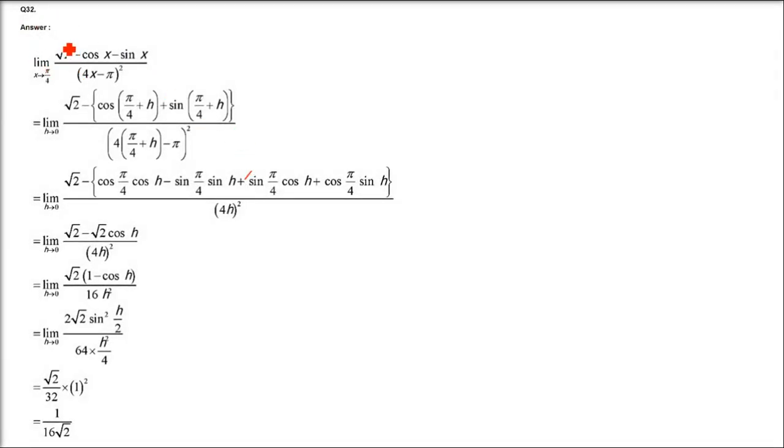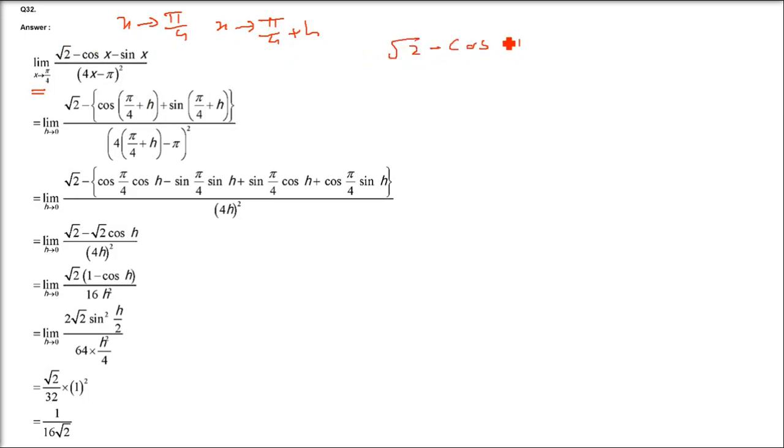Question number 32. Here same thing. We have limit x tends to pi by 4, root 2 minus cos x minus sin x by 4x minus pi. So x is tending to pi by 4. So here we can put x as pi by 4 plus h. I am taking the right hand limit this time, and you'll see what benefit we get.